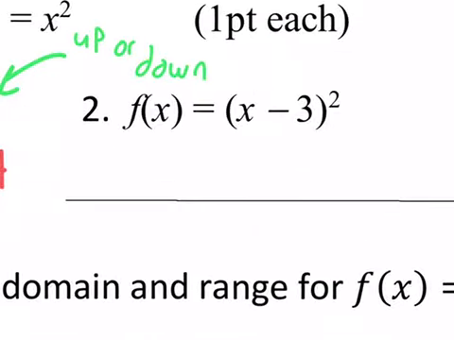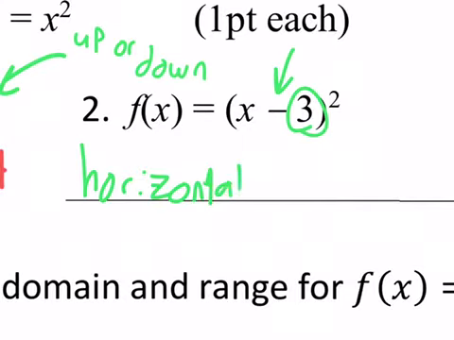This one here, I see the 3 inside the parentheses. And it looks like a -3, which would make us want to say to the left, but we have to think opposites on this. So this is a horizontal shift to the right 3. Horizontal shift right 3.